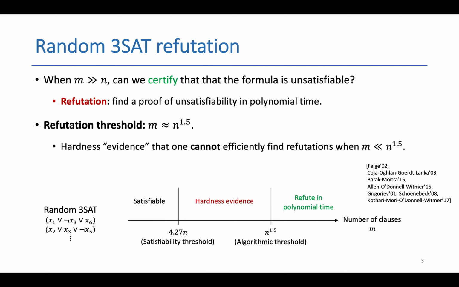And we know algorithms to certify unsatisfiability, also known as to refute a random 3-SAT formula, once the number of clauses exceeds n to the 1.5. And when the number of clauses is smaller than n to the 1.5, we have some sort of hardness evidence. This hardness evidence comes in the form of lower bounds against restricted classes of algorithms, such as sum of squares semidefinite programs.